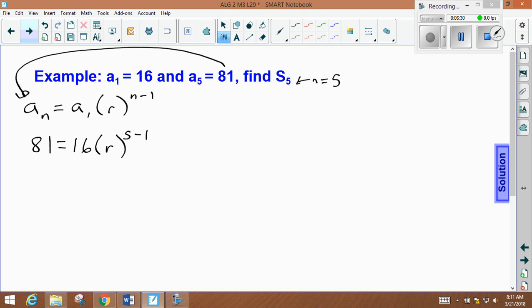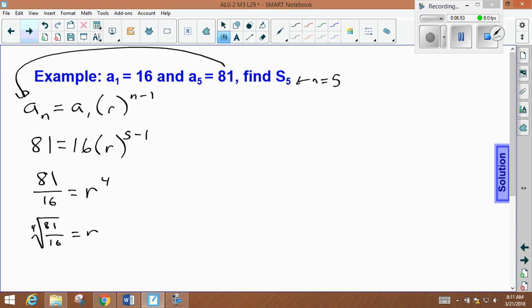I'm going to go ahead and solve this. 81 divided by 16, what is that? That is going to be equal to r to the, what's r? 5 minus 1, right? Let's go ahead and take the fourth root of both sides so that we can get rid of that 4 in the exponent. Fourth root of 81 over 16 equals r.